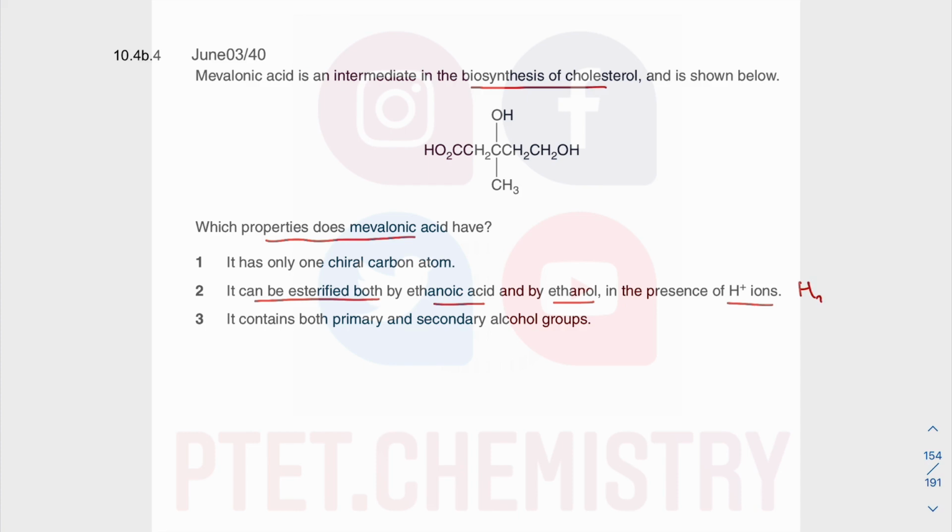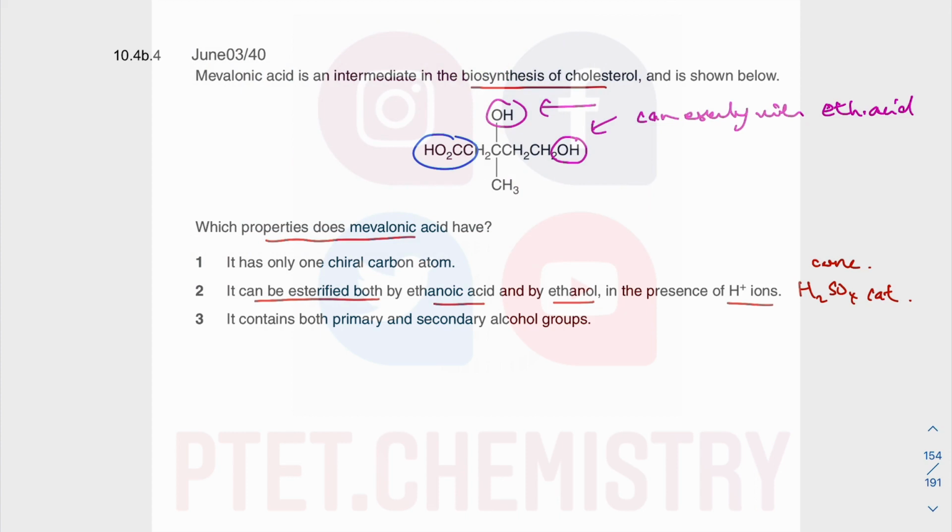In the presence of that, so you need a H2SO4 catalyst, you need a concentrated sulfuric acid catalyst. Well, if I show you, it's got the alcohol bit, okay? So those bits can esterify with ethanoic acid. You can do condensation, right, between the acid and the alcohol. And then, of course, that is a carboxylic acid. That one can esterify with ethanol because that is the carboxylic end, so they can undergo condensation with ethanol. So 2 is correct because it has got both carboxylic acid and alcohol group, okay?